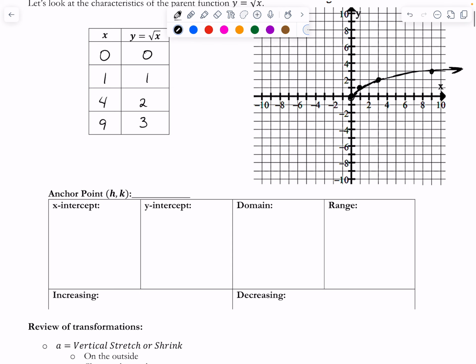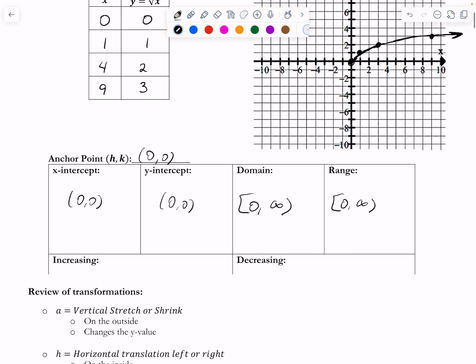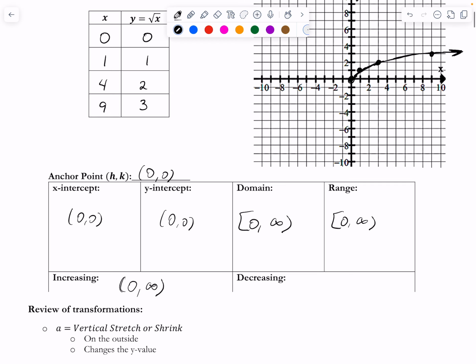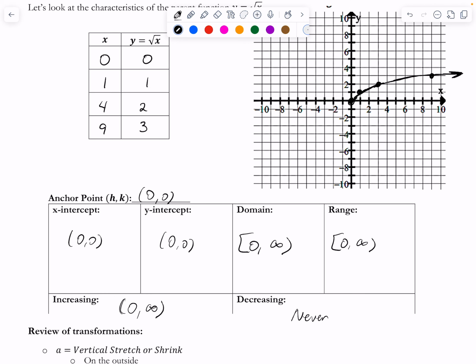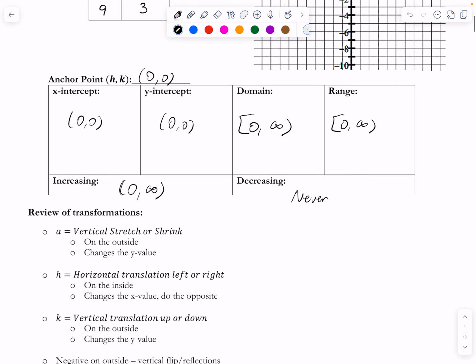Okay, so the anchor point in terms of that h and k is 0, 0 for the parent function. The x-intercept and the y-intercept are both 0, 0. The domain is going to be from 0 to infinity. You'll notice my 0 is included, and the range is also from 0 to infinity. Where is it increasing? The y values are increasing over the entire function, so from 0 to infinity. And where is it decreasing? It's never decreasing. The y values start at 0, and they're going to slowly keep getting larger.